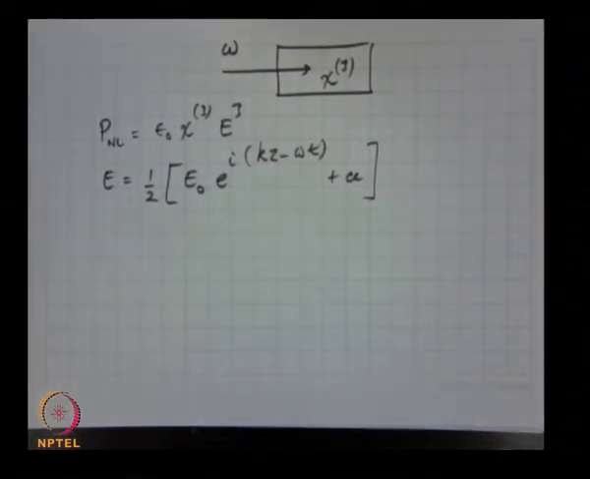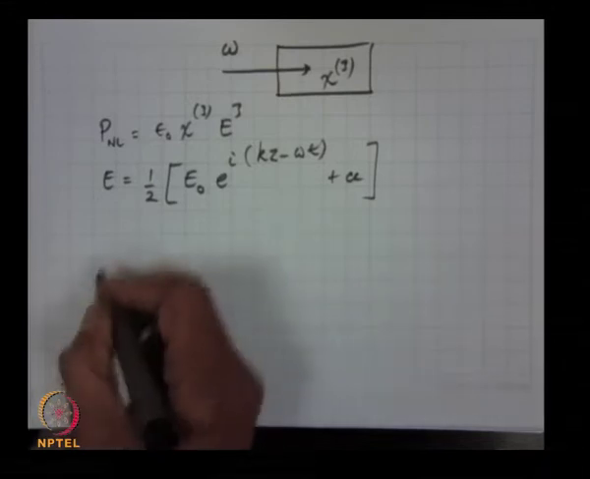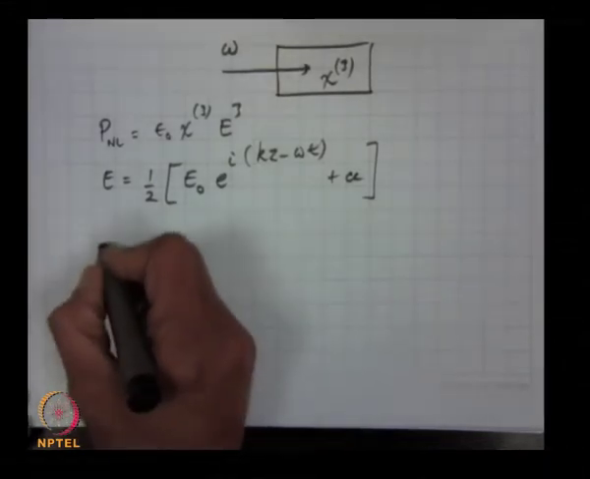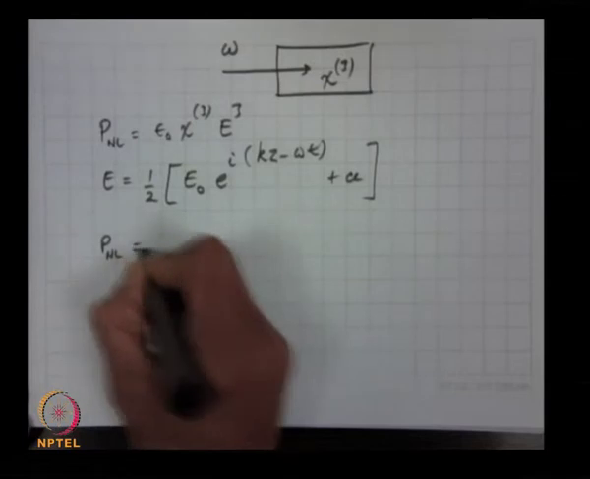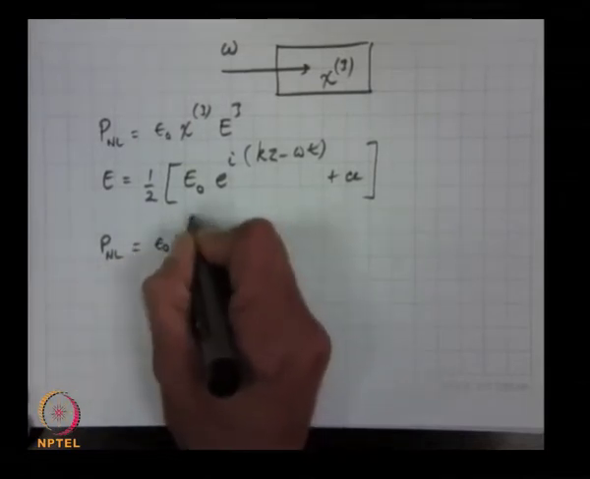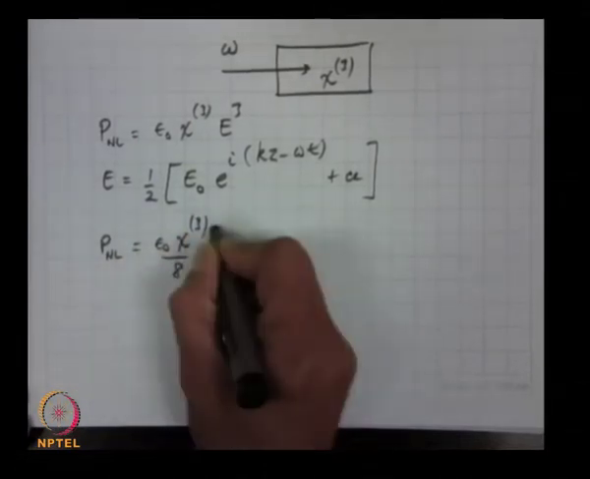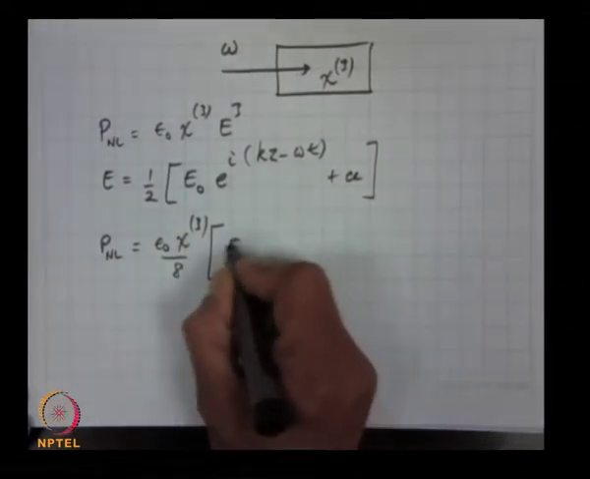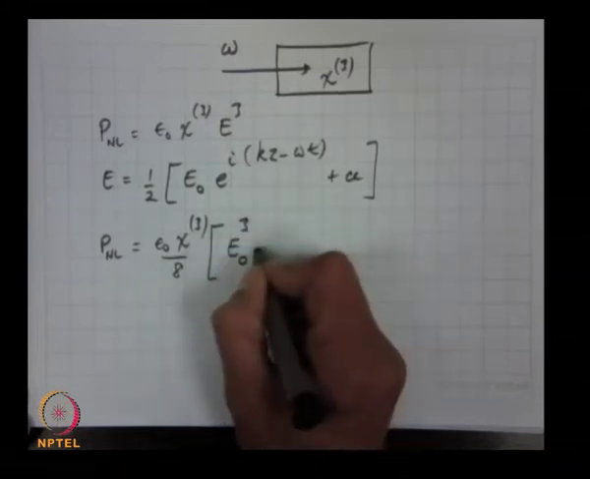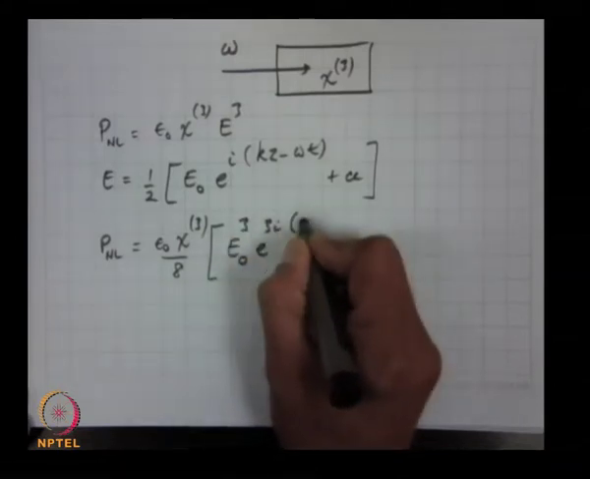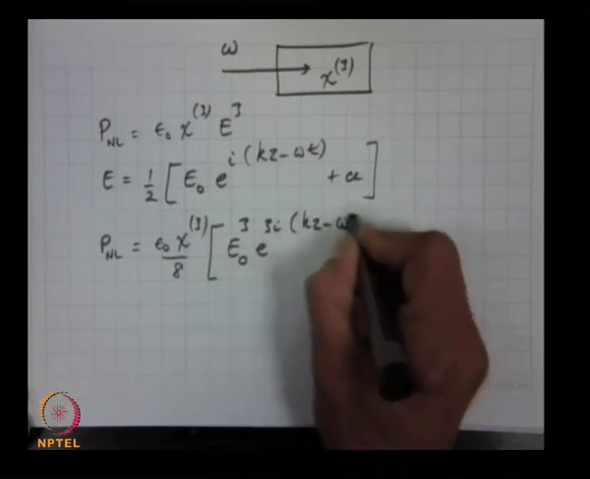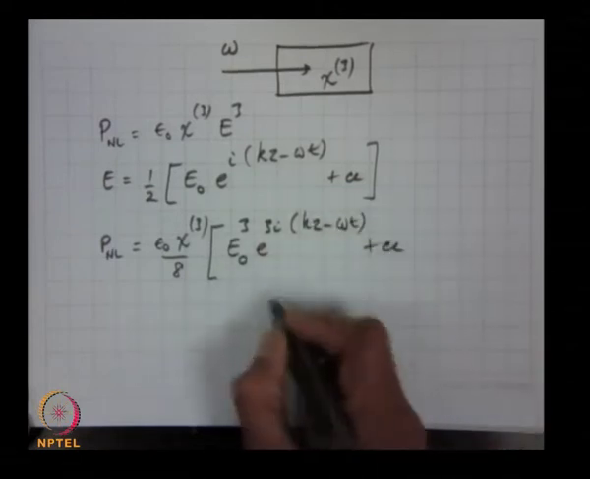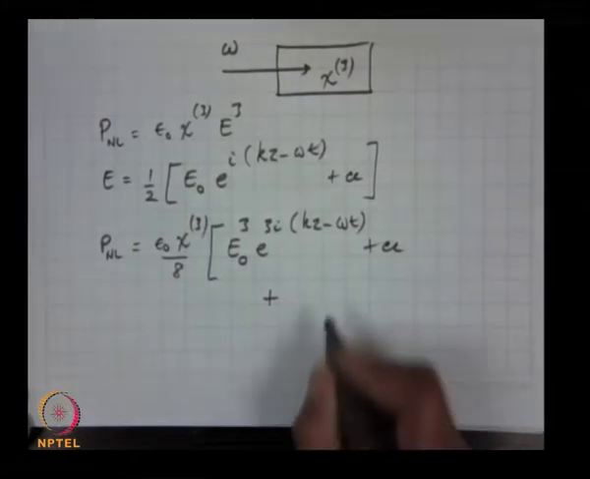In the other case, it was epsilon 0, 2 epsilon 0 d E square. Now it's simply epsilon 0 chi 3 E cube. So that's the only difference. So what are the terms that I will get in the nonlinear polarization? Epsilon 0 chi 3 by 8. So I will have, it's (a plus b) whole cube. So I have E0 cube, exponential 3i (kz minus omega t) plus complex conjugate plus, what is the term I will get?